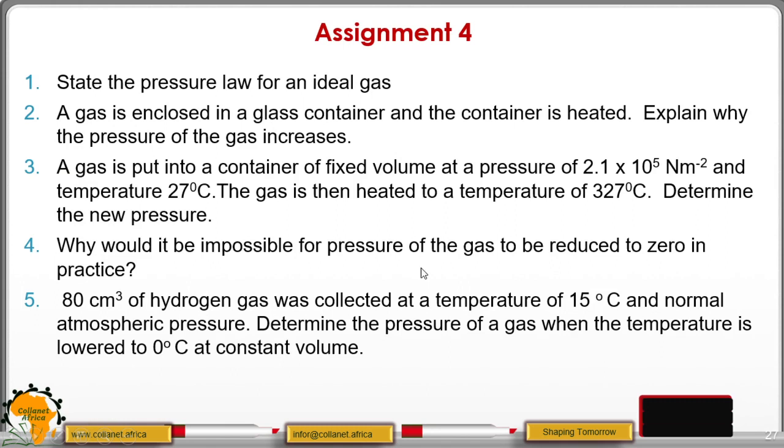Then from there we have the assignment. If you look at the assignment, it is testing what we have just learned. So make sure that you practice a lot, you discuss with your peers, and then come and attempt the assignment.